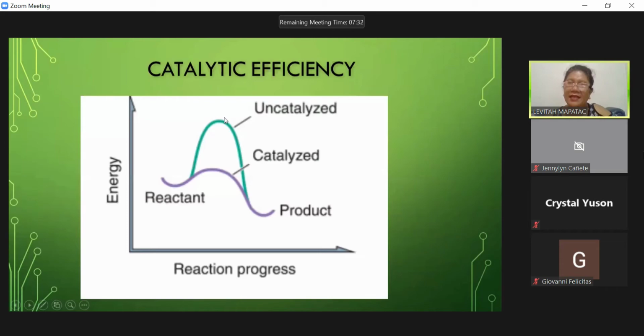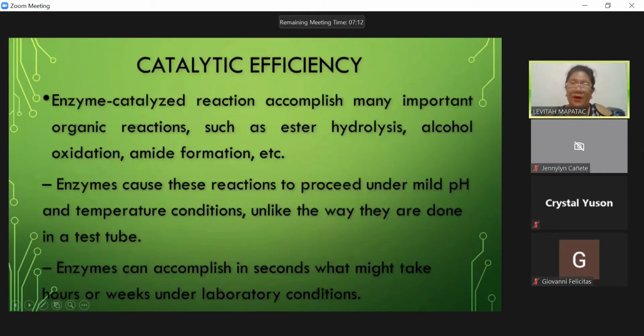Uncatalyzed, the energy of activation is high. Catalyzed, it is lower. So if it is lower, what will happen? This will speed up its reaction and finally it will give a product. So that is its catalytic efficiency. Enzyme catalyzed reactions are accomplished in every organic reaction.